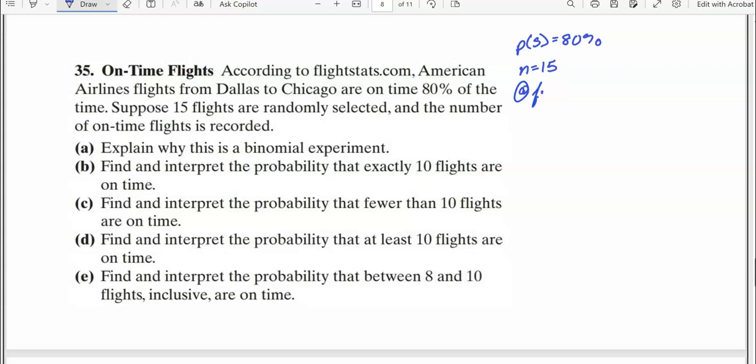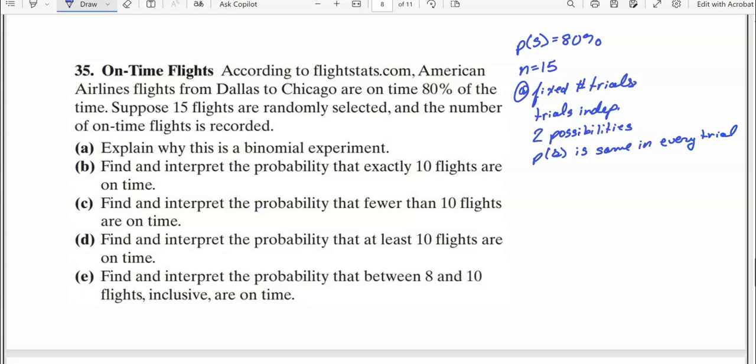Well, we're looking at a fixed number of trials. We have trials that are independent, so the outcome of one flight is not going to affect the outcome of the other ones. There's only 2 possibilities. You're either on time or you're not. And the probability of success is the same in every trial. That probability of success is 80%, or we would say 0.8.